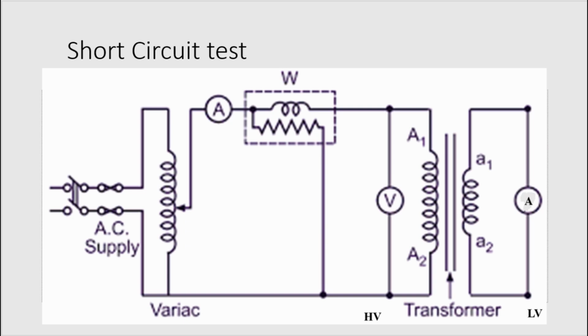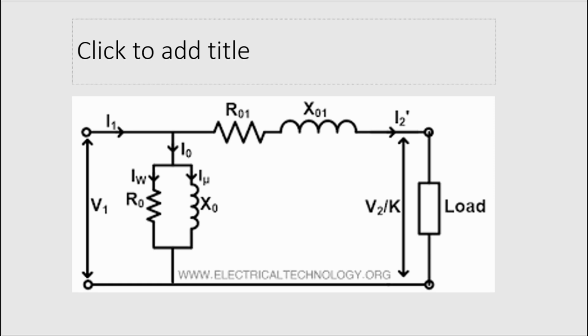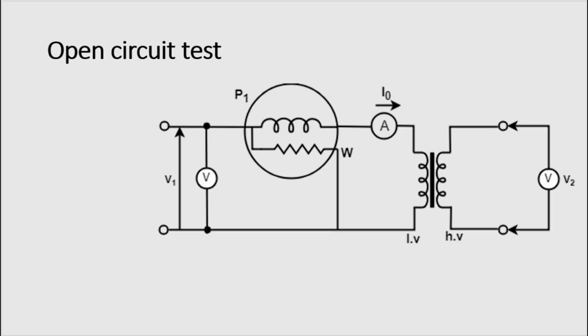As we have learned the equivalent diagram of the transformer, here you can see this R naught and X naught, or RC and XM. These two components are called the no load loss components. These two can be found from the open circuit test, and this X1 and R1, these two are the winding resistance and reactance components, can be found from the short circuit test.